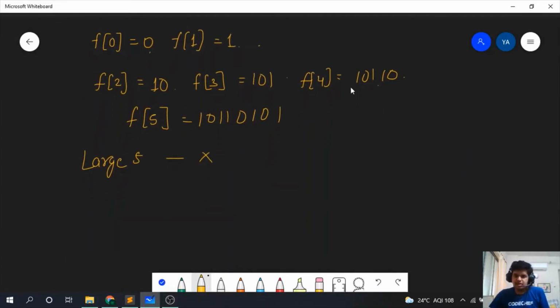So let us see for f of 4. For f of 4, the string is 1 0 1 1 0. Now let us try to check all such subsequences in which this one will occur. You know what a subsequence is. Over here 1 0 is a subsequence, but 0 1 is not a subsequence over here, because we are going in reverse, so that is not allowed. A subsequence is where we can delete any characters in between the numbers.